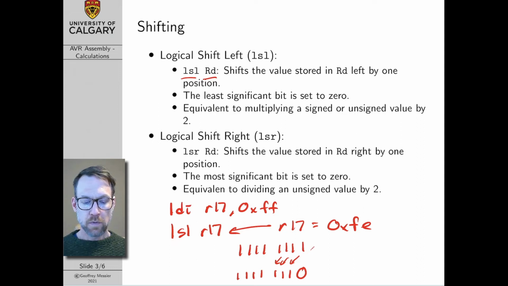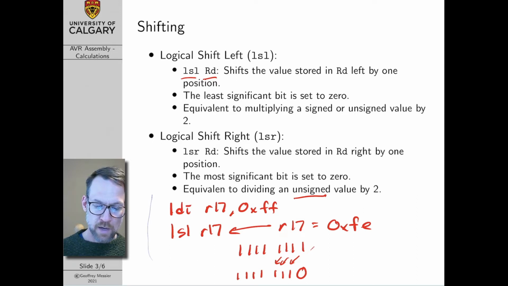So there's two reasons why we like the shift operations. One is, again, to manipulate bit values. If we've got some bit in our register that we want to shift down so it's the most or least significant bit, we can use these shifting operations. Shifting, however, is also equivalent to a mathematical operation. Shifting left is equivalent to multiplying a signed or unsigned value by 2. Shifting right is equivalent to dividing an unsigned value by 2.